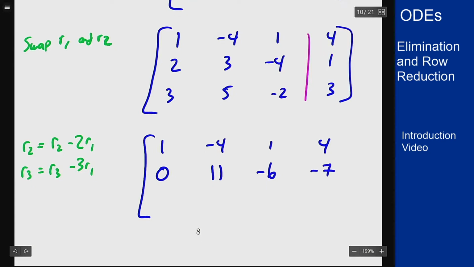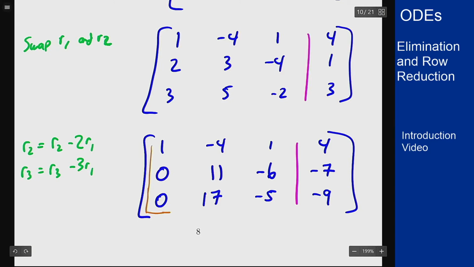For the third row, I get 3 minus 3 times 1, which is 0. 5 minus 3 times negative 4 is 5 plus 12 or 17. For the third column, I get negative 2 minus 3 times 1, which is negative 5. And I get 3 minus 3 times 4, which is negative 9. And now we can see we have our first column being 1, 0, 0, which is great.